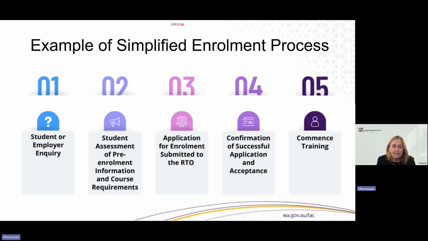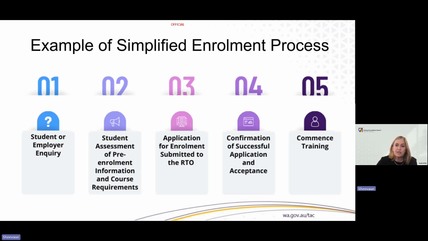So if you want to take anything away from today, this would probably be my starting point for all RTOs, sitting down with your teams, looking at how you can look at your enrolment processes and practices in light of outcome standards 2.1 and 2.2. So let's break this down a bit further.